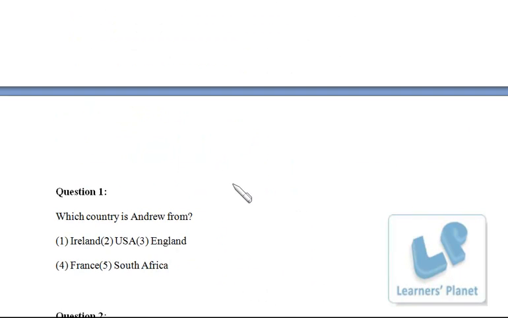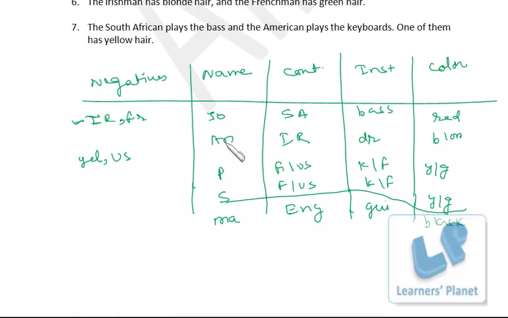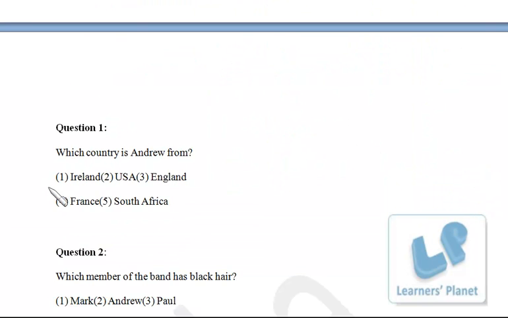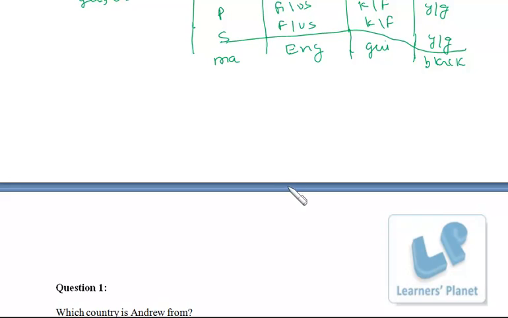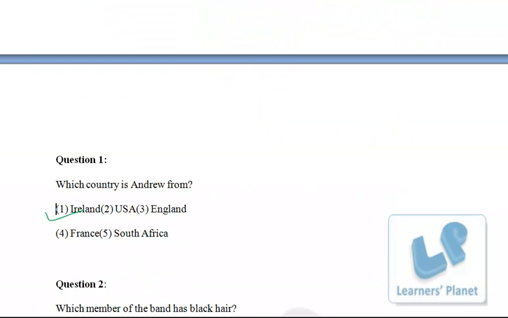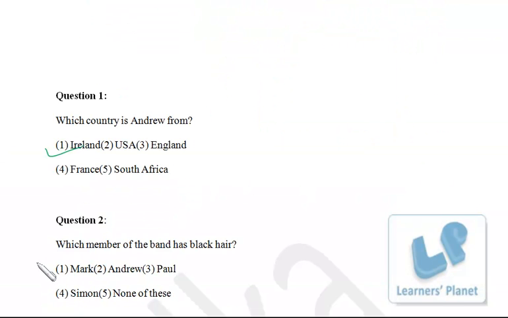Which country is Andrew from? Andrew is from Ireland. Okay, simple. Which member of the band has black hair? Mark. Okay, that's also very simple.